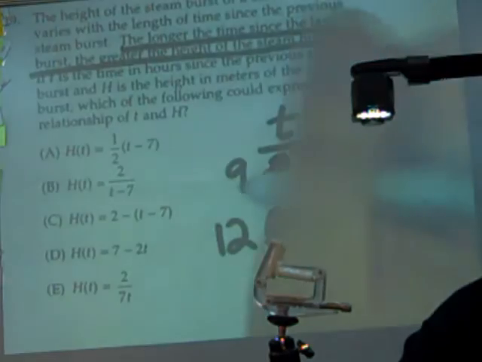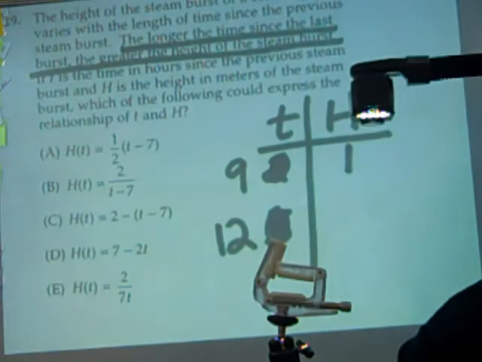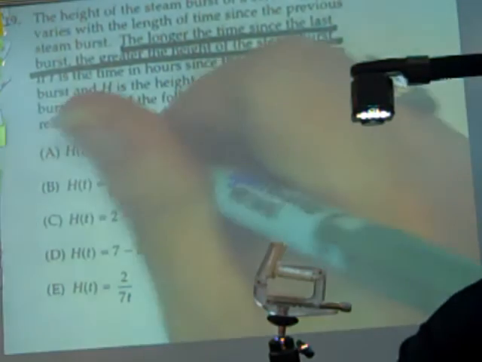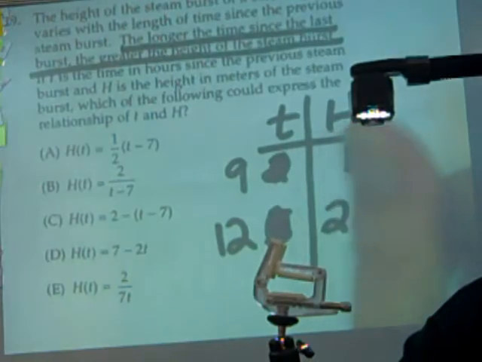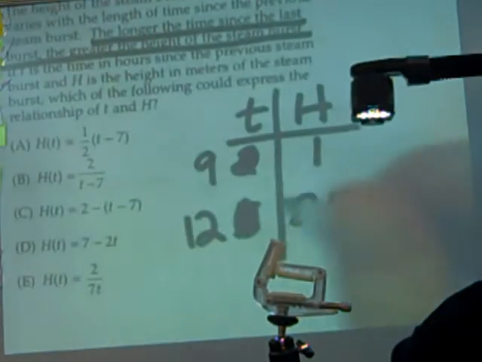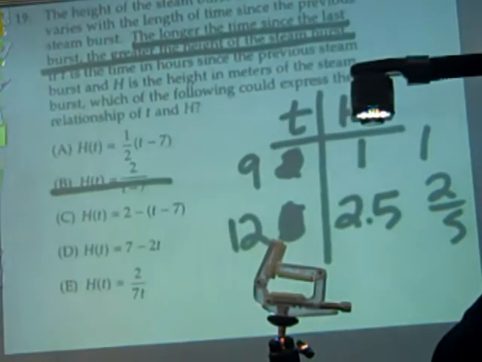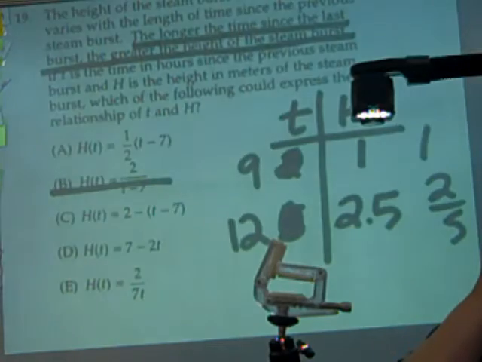Okay, so if I plug 9 in, 9 minus 7 is 2, and half of 2 is 1. If I plug in 12, 12 minus 7 is 5, and half of that is 2.5. So that one, I increase T, and the total amount goes up. If I plug in 9 on the second one, I get 1, and if I plug in 12, I get 2/5. So it's not the second one, because increasing T decreases H.